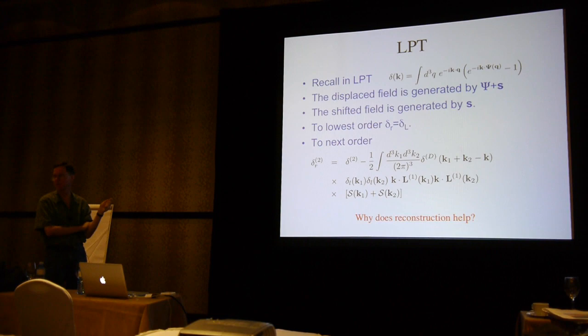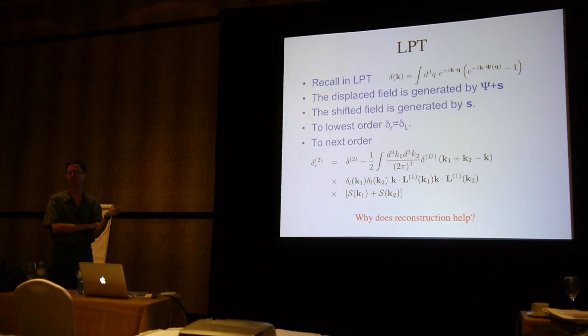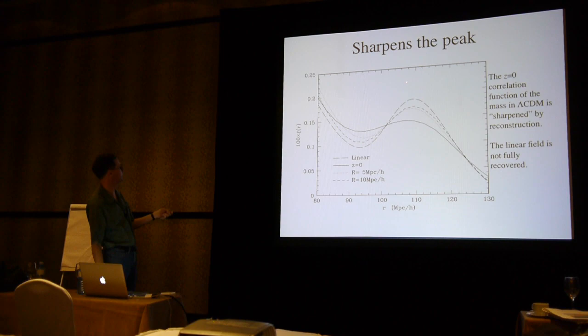You can prove that that's true order by order. So you've definitely not reconstructed the initial conditions. You've done something, and you reconstructed something, but it's not your initial conditions. So why did it work? I mean, this is good, but it's not linear theory. So what have I done?